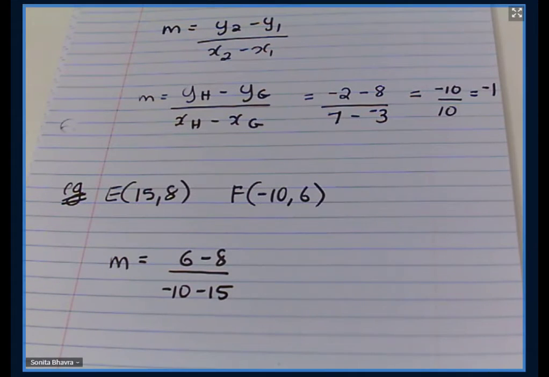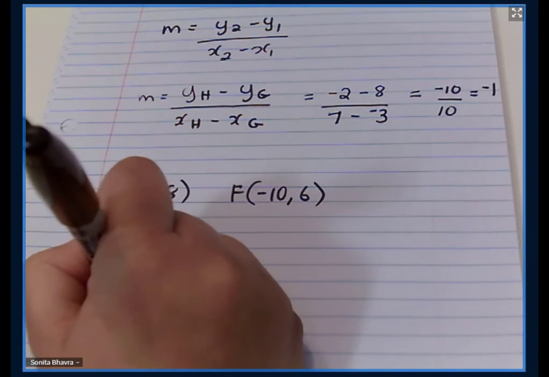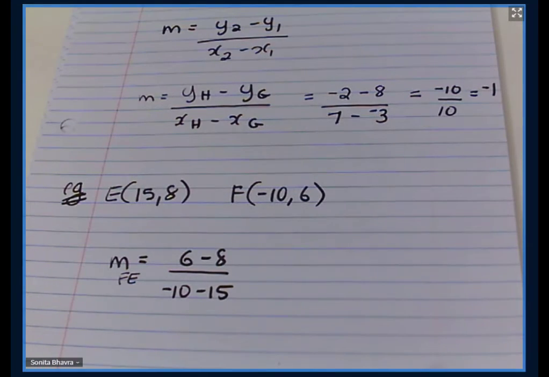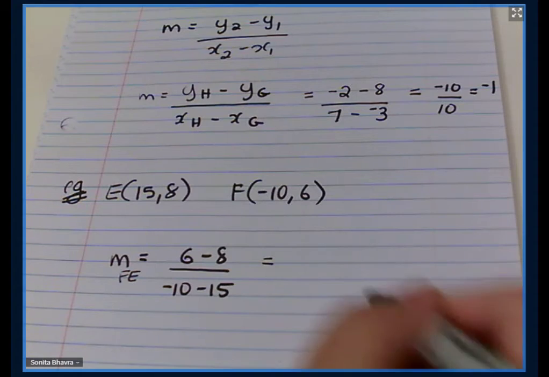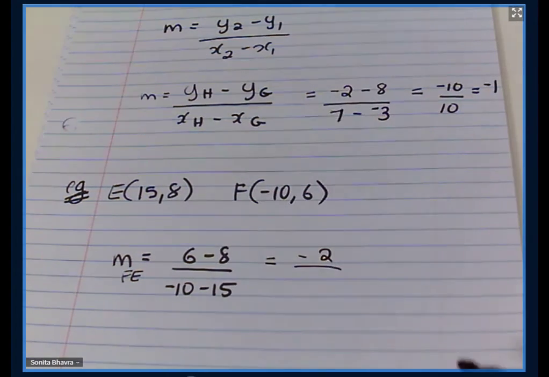All right, so I used FE. So I'm just going to make a note of it there that I used FE. All right, so 6 minus 8, that gives me negative 2. And then negative 10 minus 25. I'm just going to put that in my calculator. That gives me, negative 10 minus 15 is negative 25.